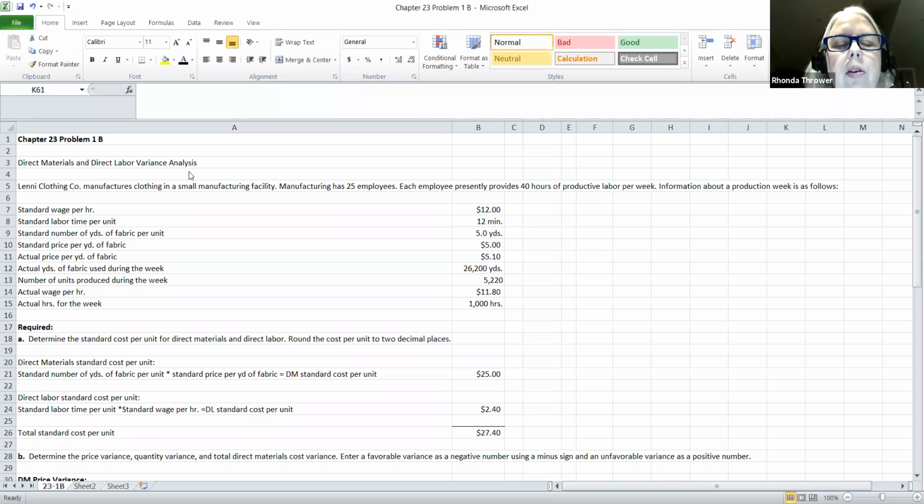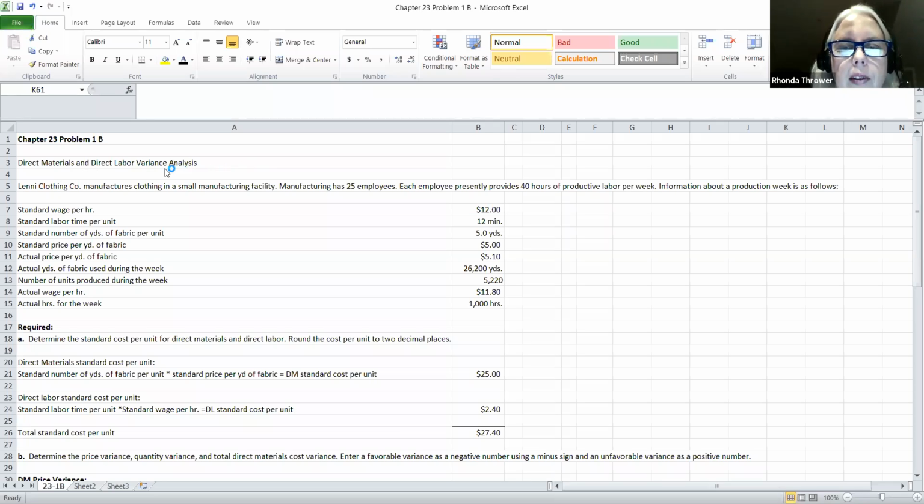analysis. You remember in the last chapter, we worked on budgets. This chapter goes hand in hand with budgets. It's really what management would do after a period of time has passed. You would compare your actual results with your budgeted amounts.